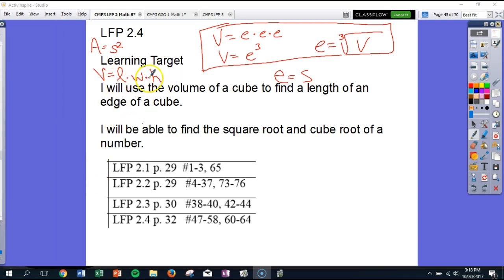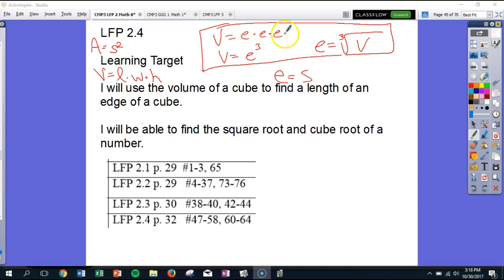So we have length times width, and in a square both length and width are the same, so we would say side squared. But now we also have height, so we have length times width times height. Or instead of calling it a side for an area, with volume, we're going to call it an edge, and E equals edge, V equals volume. So volume equals edge times edge times edge, because in a cube, all of the edges are of the same length, just like in a square, all of the sides are the same length.